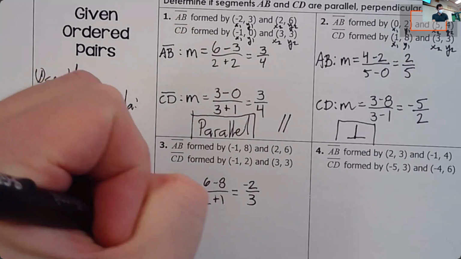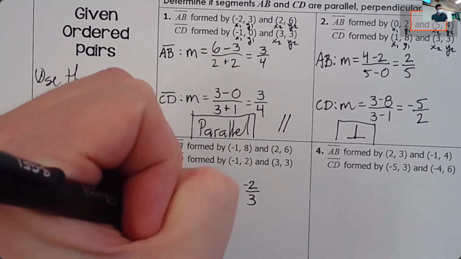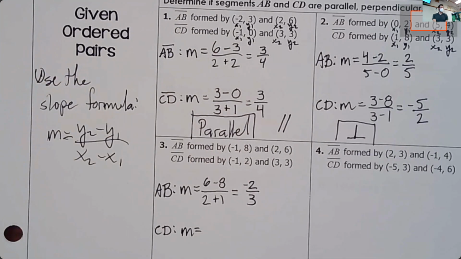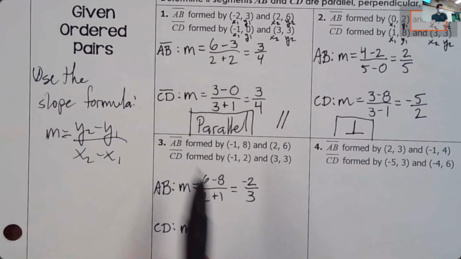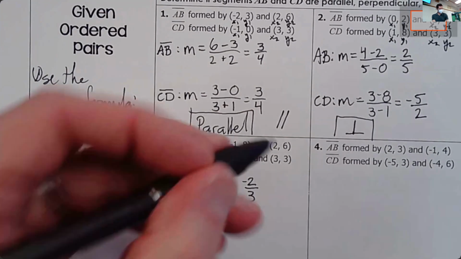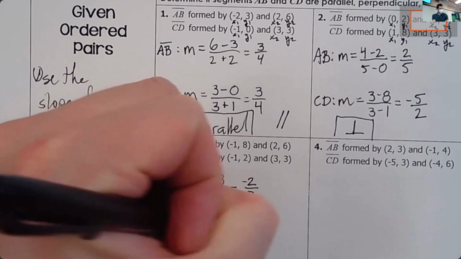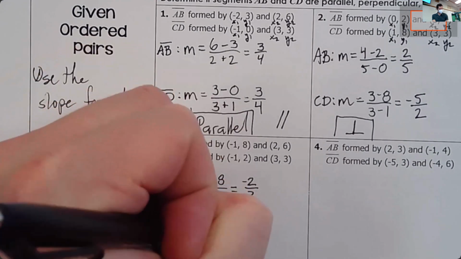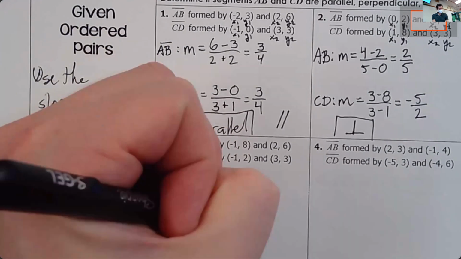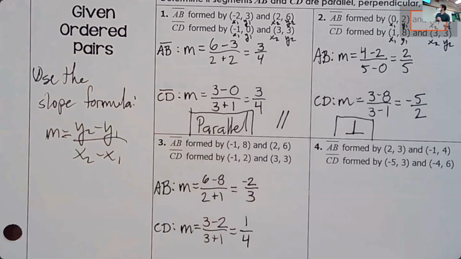For CD, I know I'm moving a little bit quicker now, but I think it's time to speed up a little bit. We've used this formula a lot of times. On the numerator, 3 minus 2 over 3 minus -1, which is 3 plus 1. 3 minus 2 is 1. 3 plus 1 is 4.